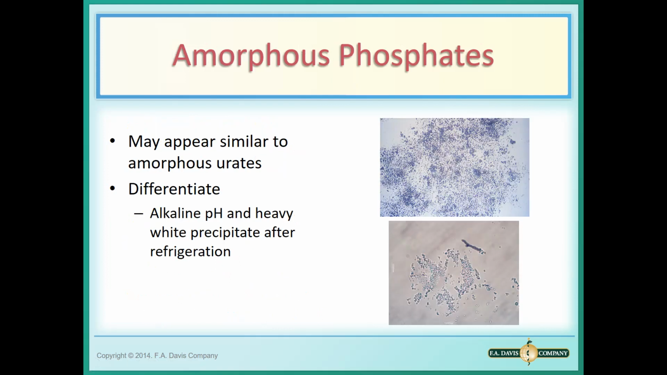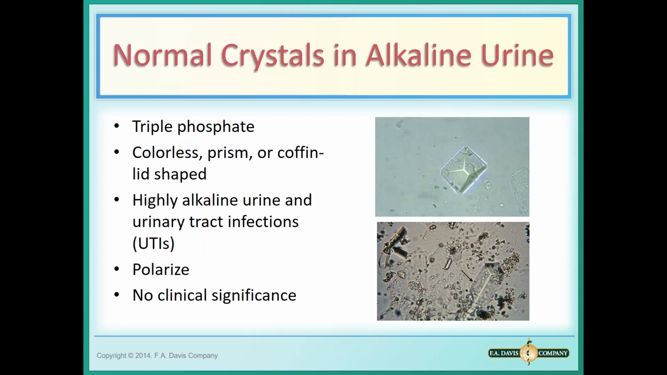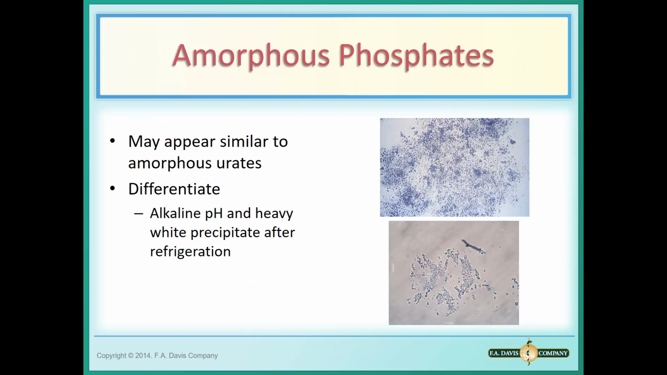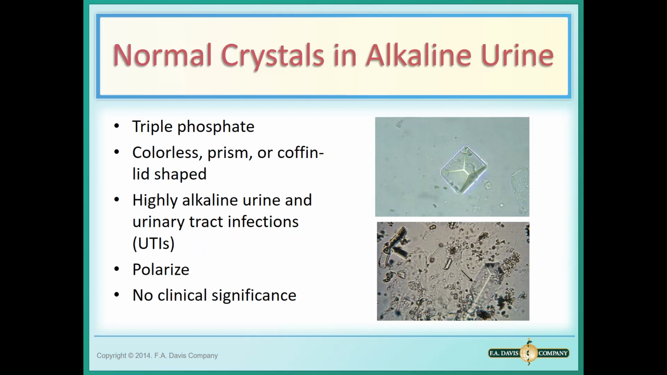Amorphous phosphate we just spoke to. It's very similar to amorphous urates. We see it as a white precipitate, though, in an alkaline pH. We see this after it's refrigerated. Totally normal, nothing to see here, people. Other crystals we see in an alkaline urine.